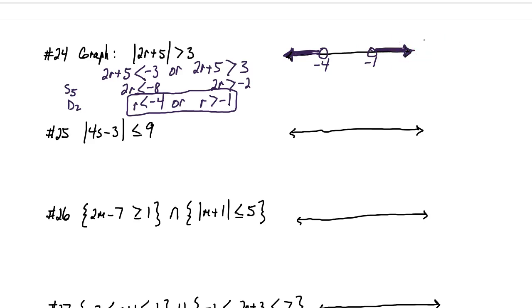Number 25. This absolute value inequality has a less than, so there's a different way to rewrite it. -9 is less than or equal to 4s minus 3, which is less than or equal to +9. Let's get s alone in the middle. Add 3 to all spots.